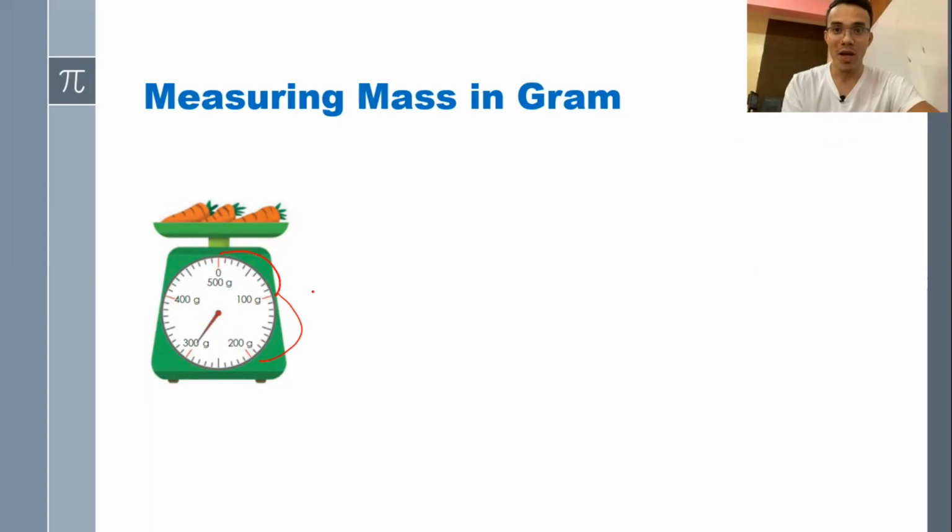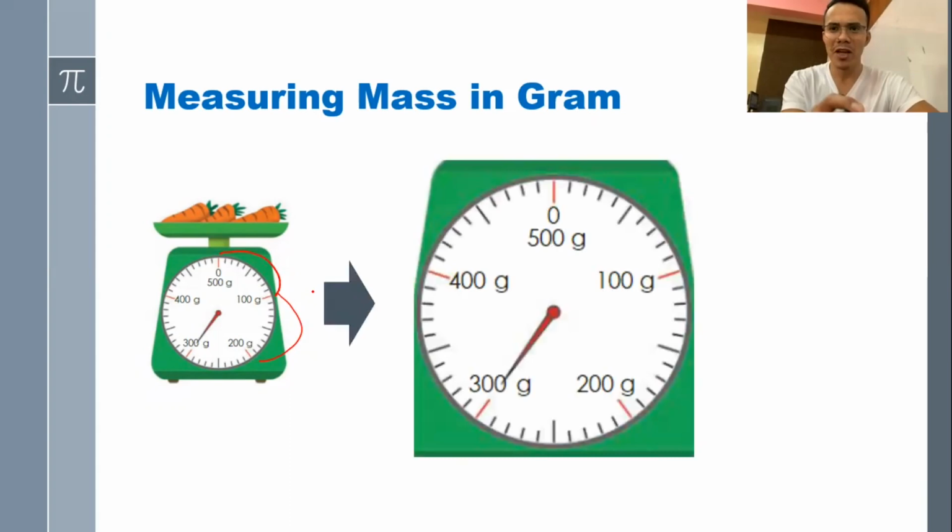So, what do you think is the mass of the carrots? Let's have a bigger picture of the weighing scale so that it would be very clear for you to read the mass of these carrots. Look at where this needle is pointing to. It's pointing to number 300. So we say the mass of the carrots is 300 grams.